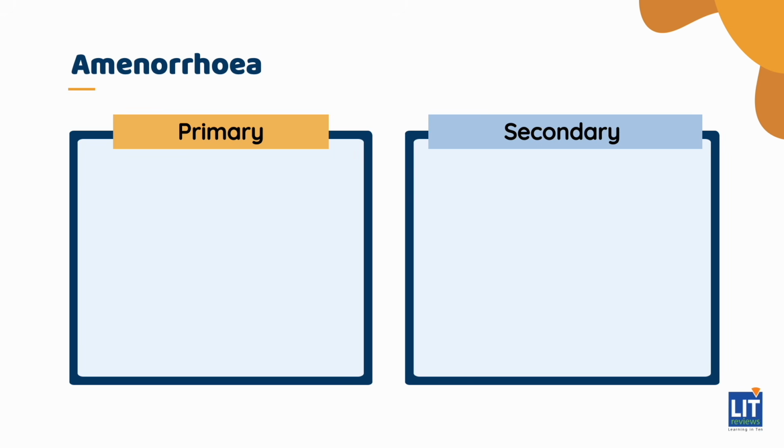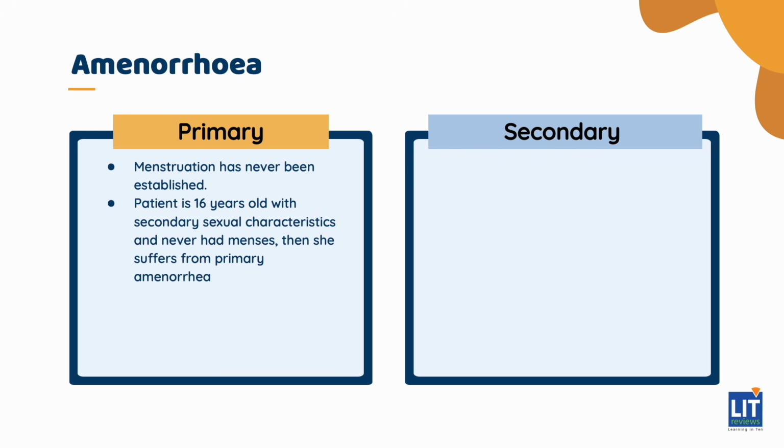Amenorrhea. On the other hand, missing periods are known as amenorrhea. Amenorrhea can be categorized into primary or secondary. Primary means menstruation has never been established. If the girl is 16 years old with secondary sexual characteristics and never had menses, then she suffers from primary amenorrhea. The other way to define it is when she's 14 years old but does not have any secondary sexual characteristics. This would also be diagnosed as primary amenorrhea.